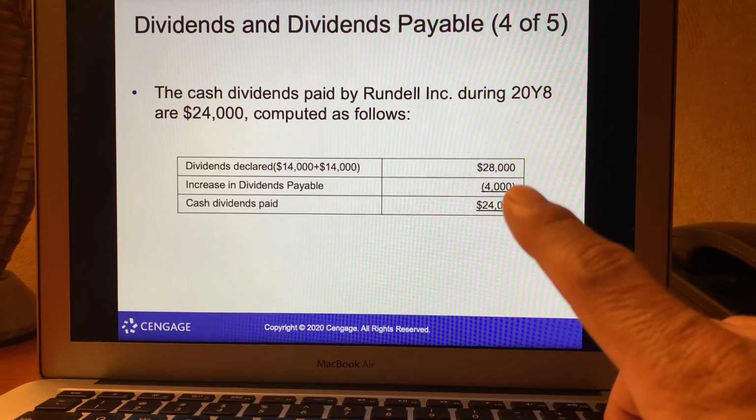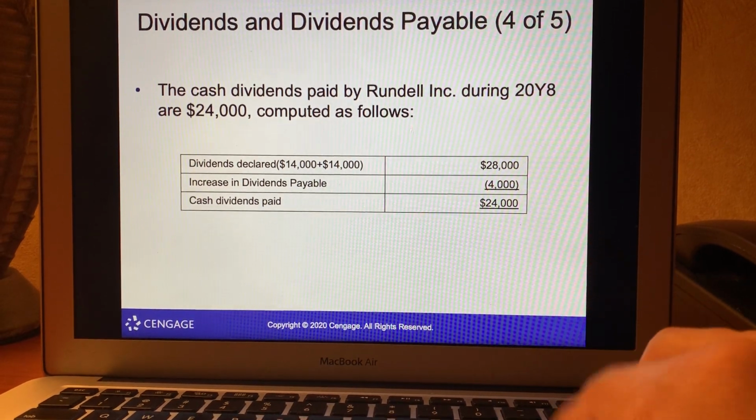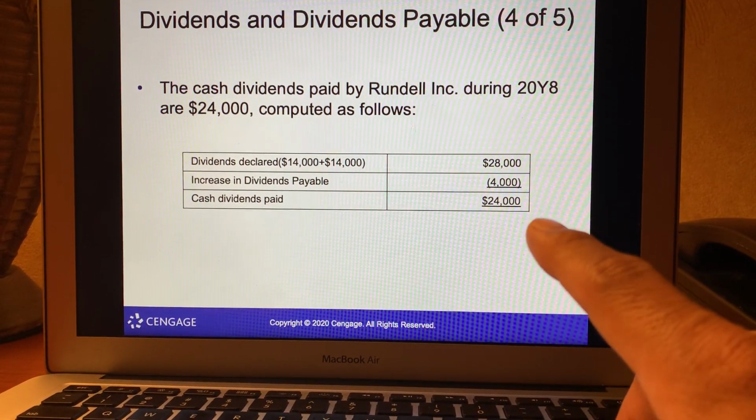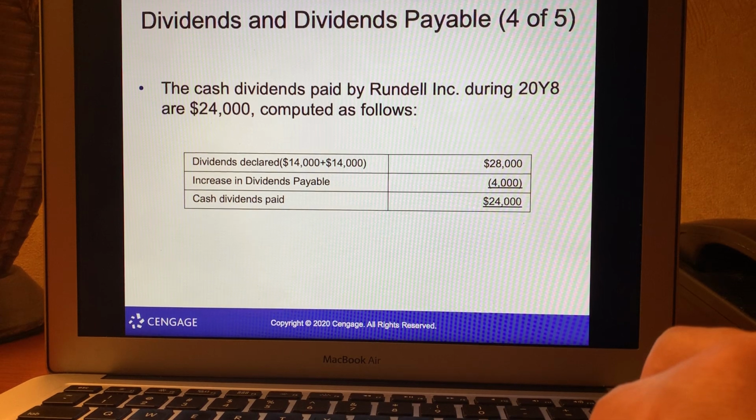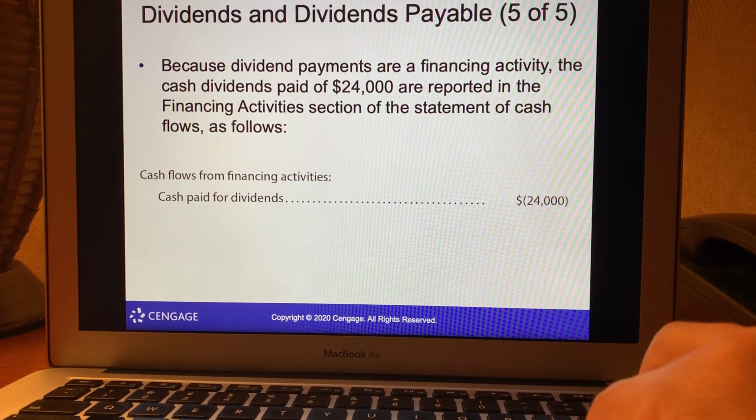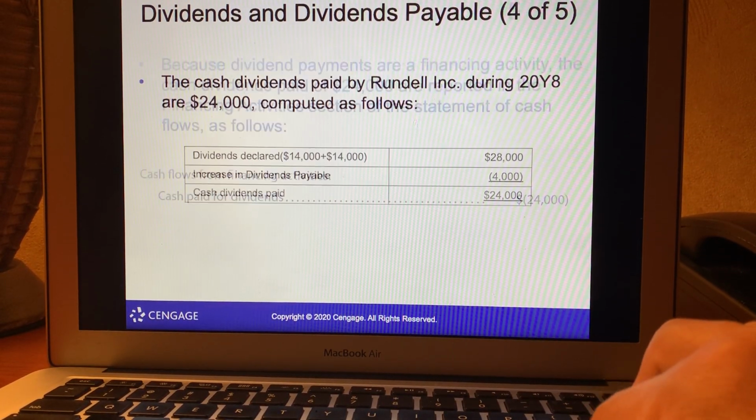Okay, dividends paid by Rundell, 28,000, because there were two of them, remember, so 28,000, less the increase in dividends payable, 4,000. So cash dividends paid will be $24,000. And then cash paid for dividends is $24,000, which was right there.